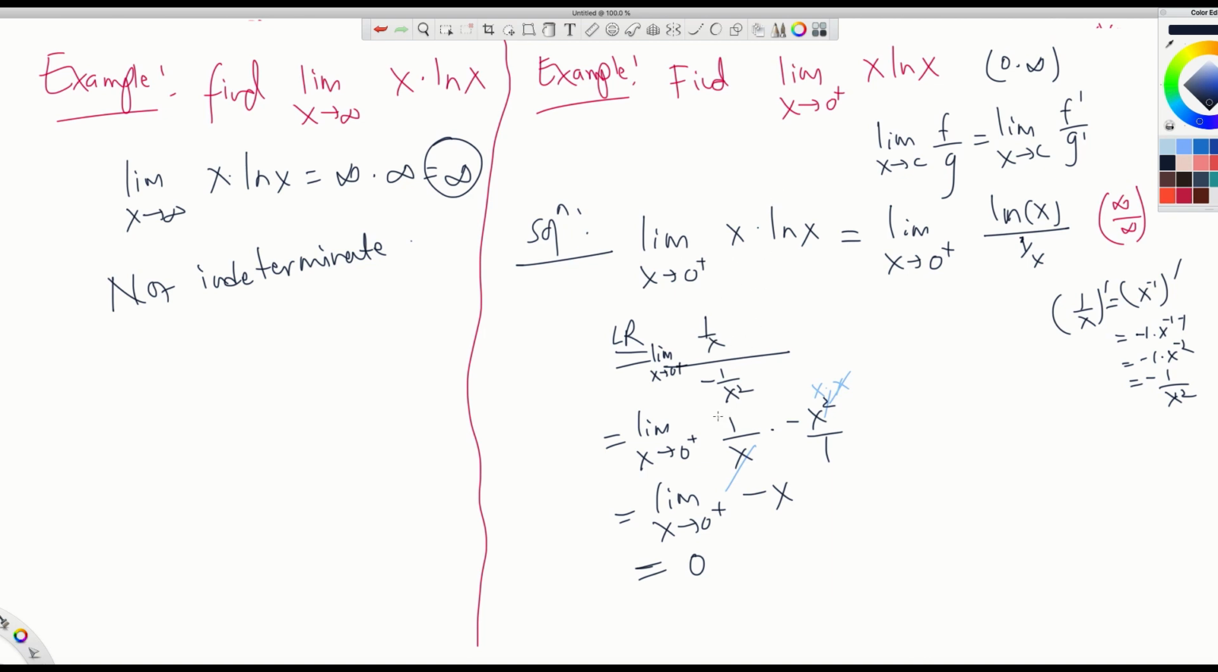That's what you get. Okay, so that's the difference. See that they are the same function, but the limits are different there, right? With this limit it is 0, with this limit it is infinity.